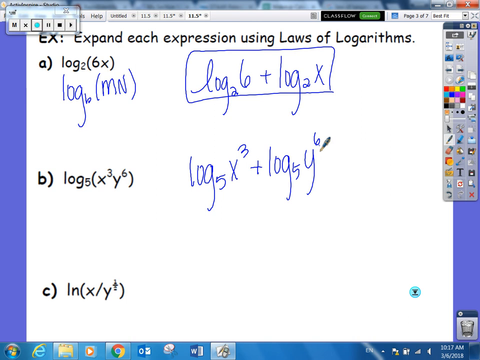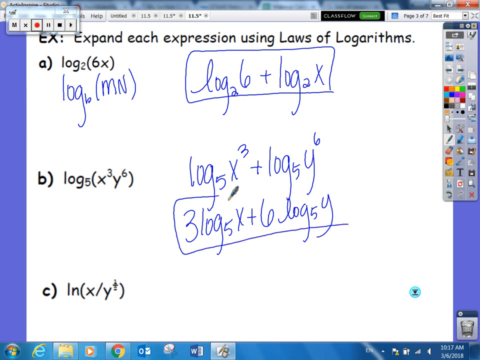If you can do everything at the same time, that's fine. I'm just going to show a couple steps for those people that can't see all of that going on at the same time. Now, the argument is not by itself. There's an exponent here, there's an exponent here, so we have one more step. That would be bring the exponent out. So 3 log base 5 of x plus 6 log base 5 of y. Now, the argument is all by itself. So now that is a completely expanded problem.